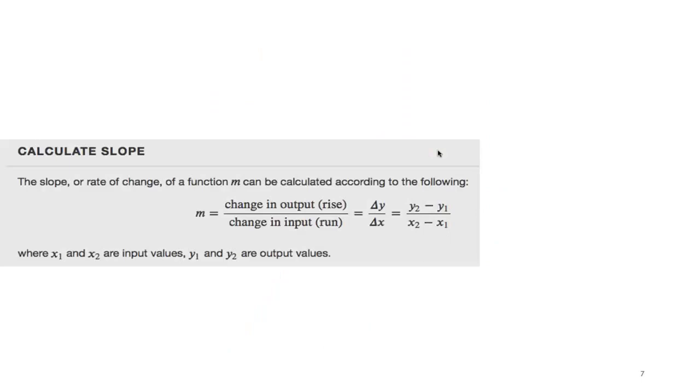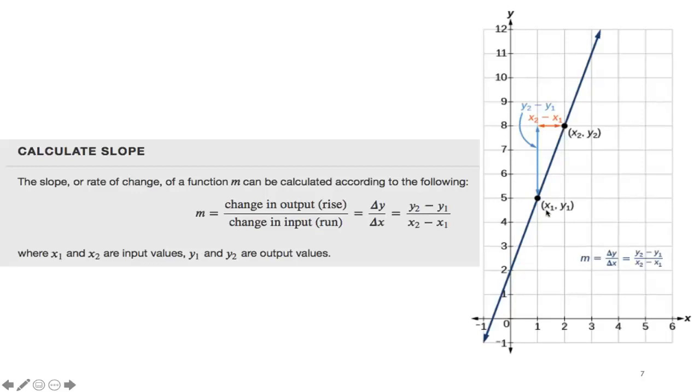To calculate the slope of a function, we follow this formula, which is that we calculate the change in the output, which is the rise, divided by the change in the input, which is the run of the function. So it's the change in y divided by the change in x. So y2 minus y1 over x2 minus x1, given 2 points on the function. So for example, if I have (x1, y1) and (x2, y2), calculating the rise, which is the change in the y value, divided by the run, the change in the x value, that ratio is the slope.